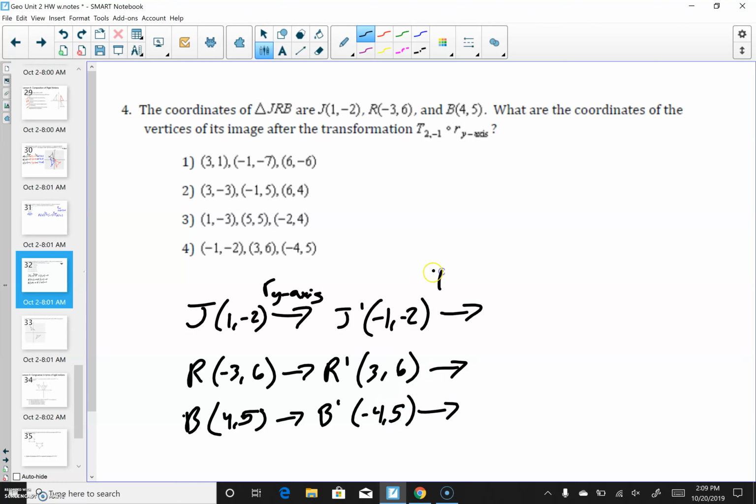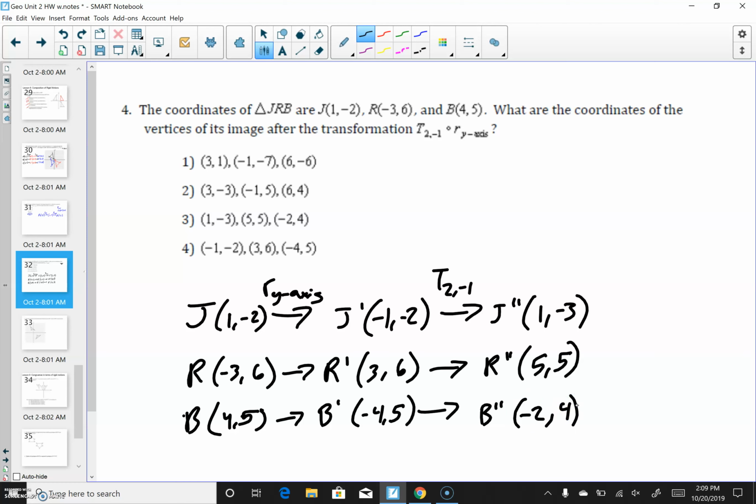Then when we take all of them again and we translate them by (2, -1), we're going to end up with J double prime, our final coordinate, as (1, -3). R double prime will end up with (5, 5). And for B double prime, we're going to end up with (-2, 4). Now I got those by adding 2 to all the x's and subtracting 1 from all the y's. But again, you could also just put it on some scrap graph paper and move everything to the right 2 and down 1. And that leaves us with choice 3 as our answer.